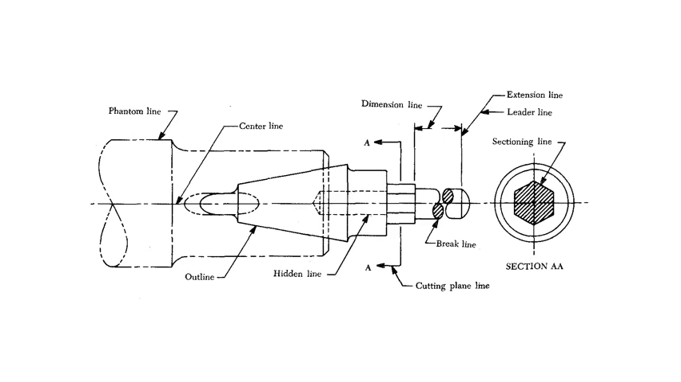In this example, we find all of the various types of lines used in aircraft drawings.